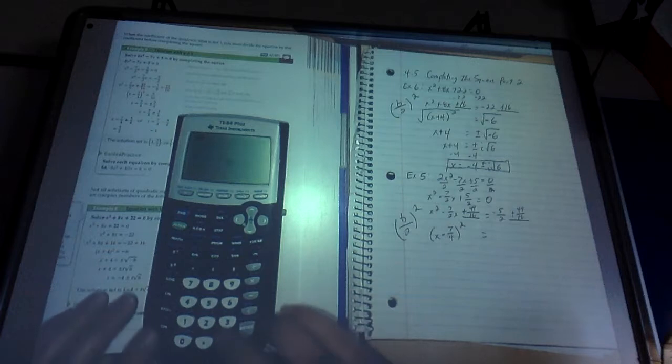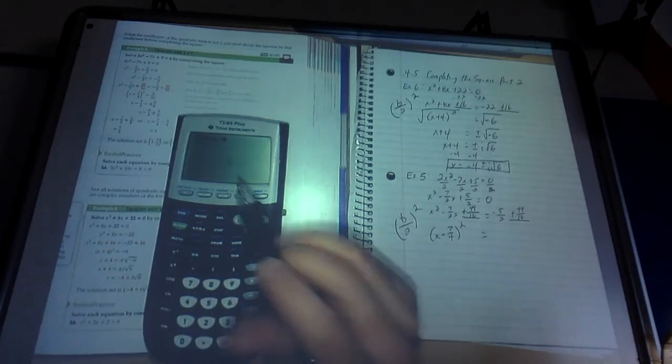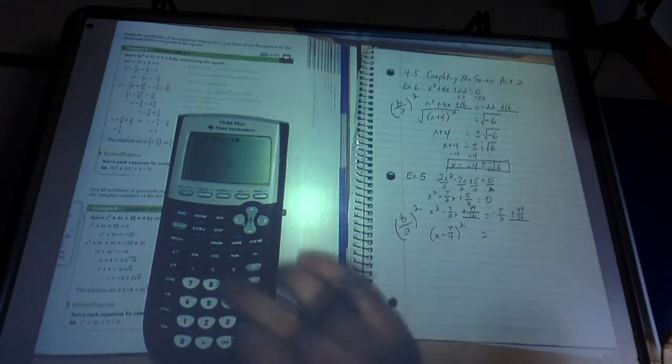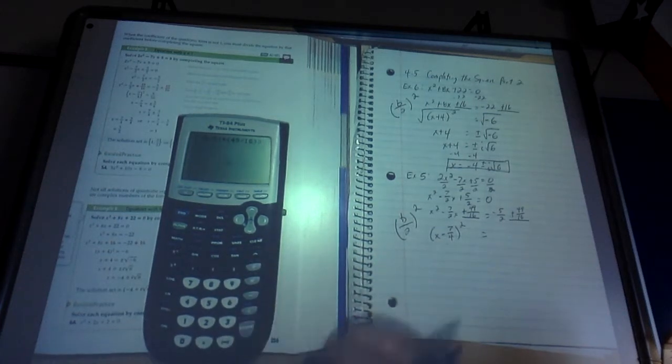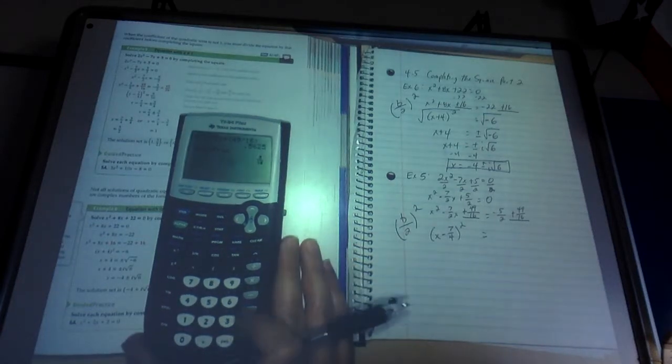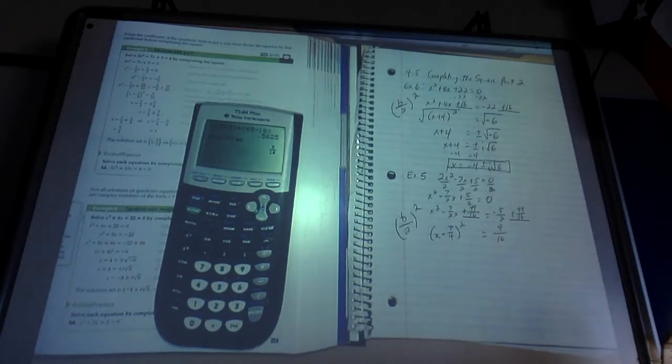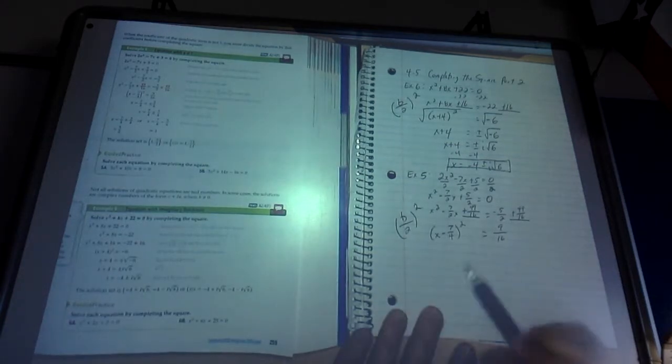All right, so here we go. Negative 5 divided by 2. Remember when you put fractions in, put them in parentheses. Plus 49 divided by 16. Get your answer. Math, enter, enter. There you go. See it? 9 over 16. So this is 9/16 over there. Just use a calculator. Pretty simple stuff. I don't mind if you do it by hand. Do it right.